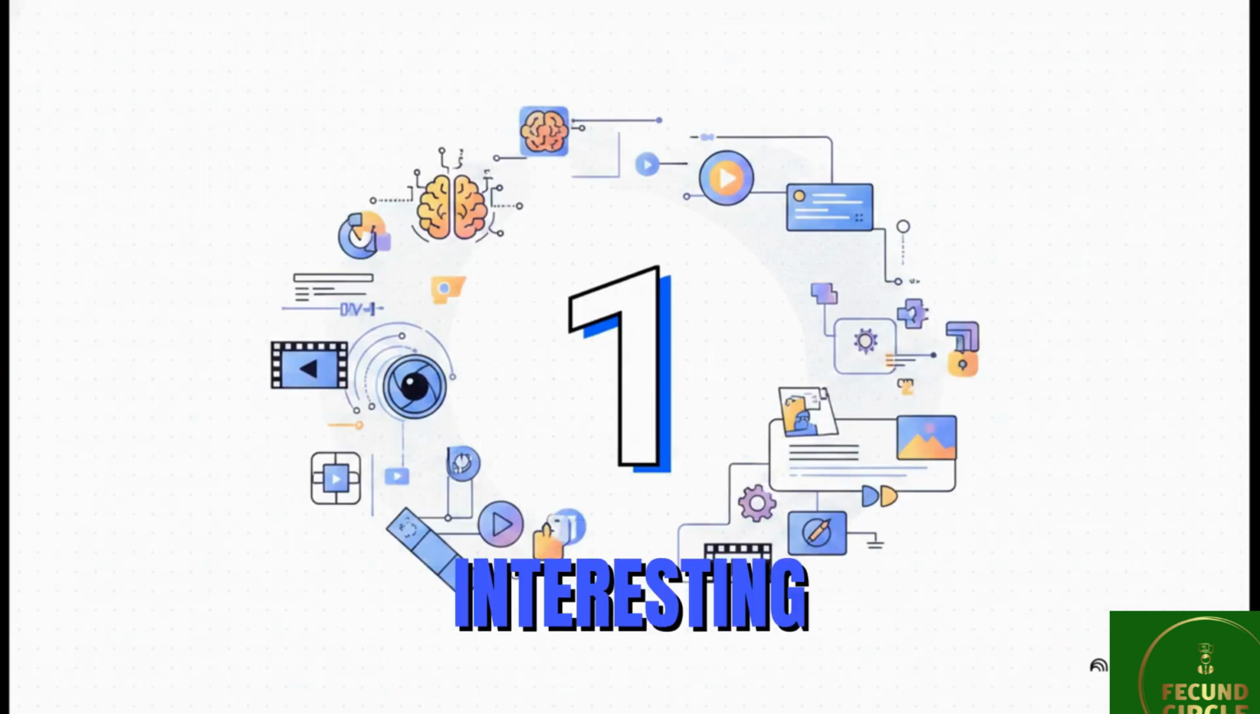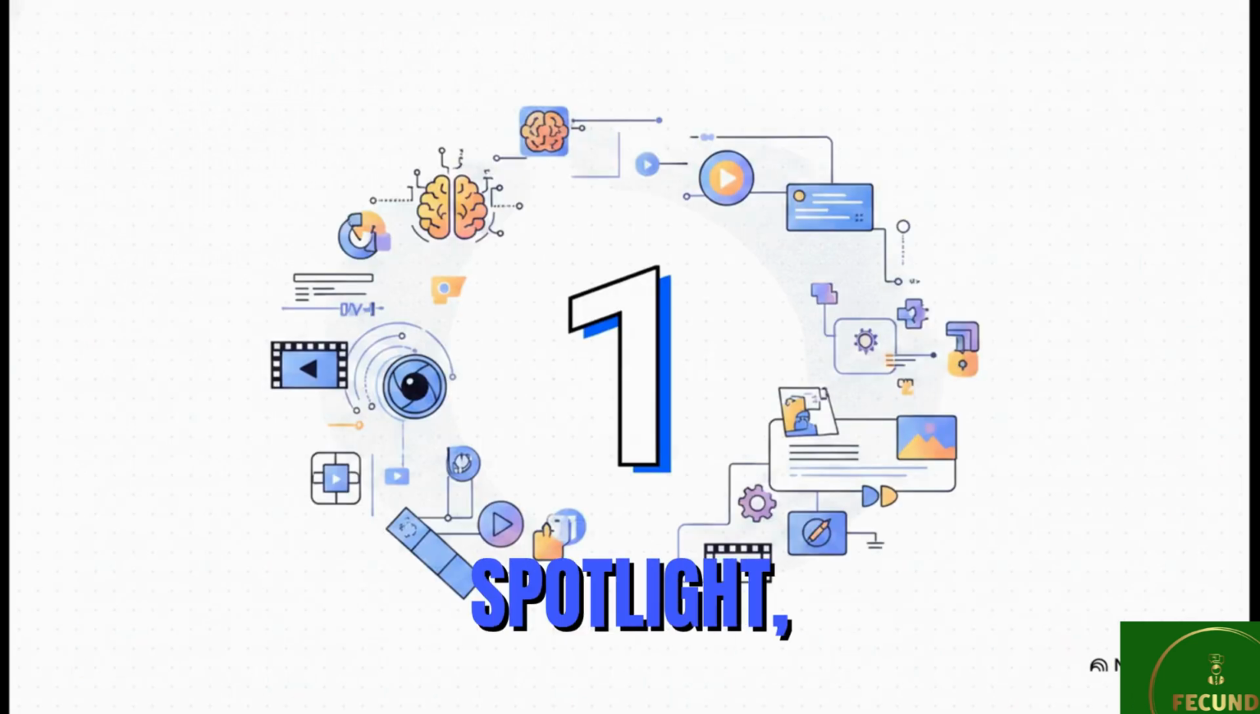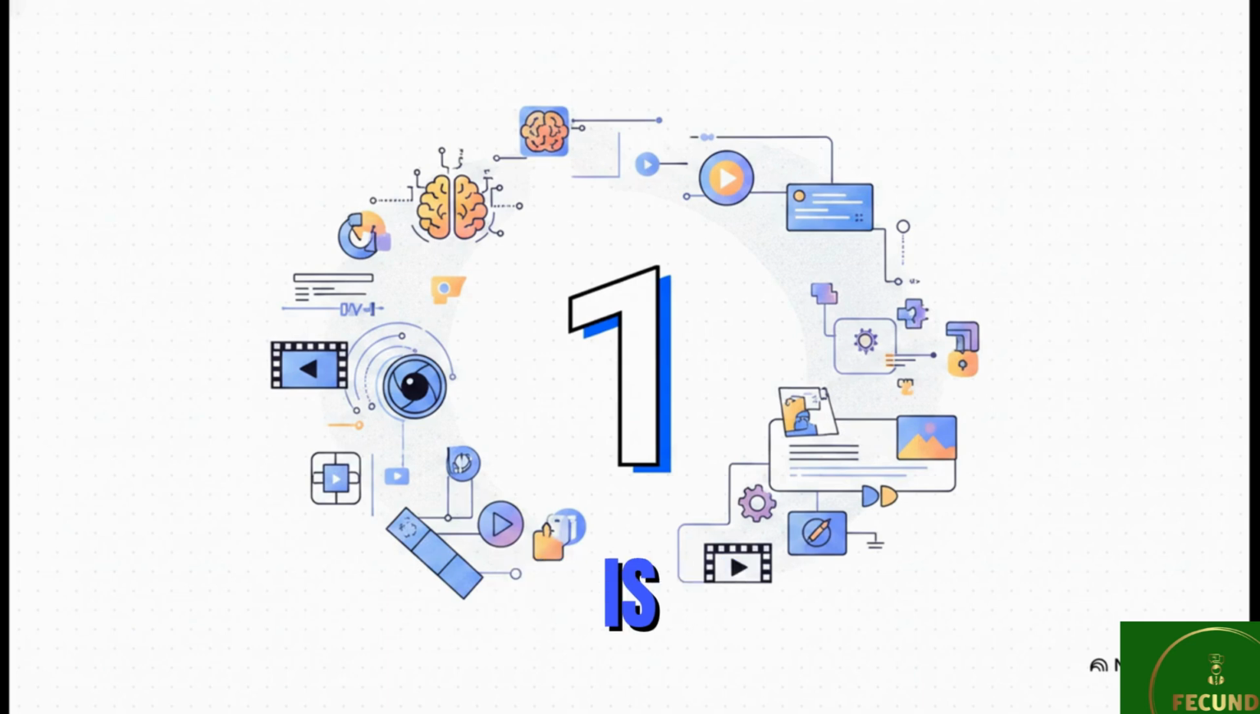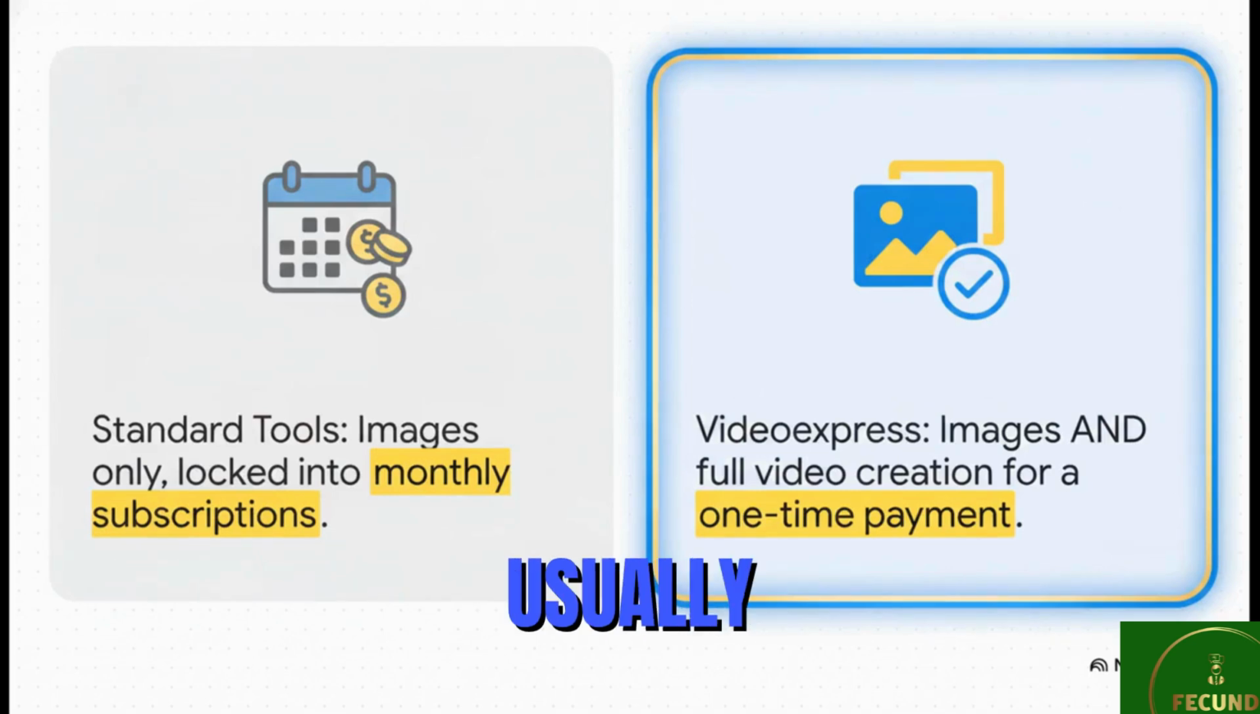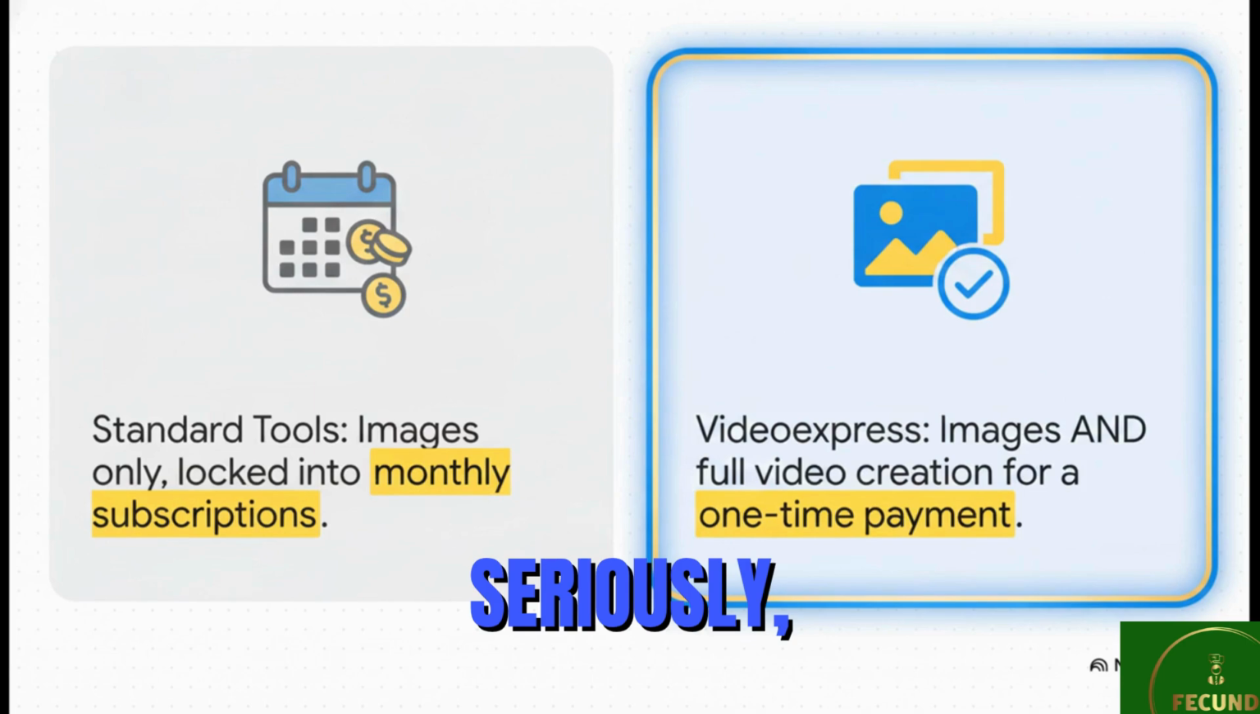Now, what's really interesting about this slide is our premium spotlight, VideoExpress. This is the ultimate all-in-one platform for serious creators who really want to consolidate their workflow. See, standard tools usually only handle images, locking you into these monthly recurring subscriptions that just drain your budget over time. VideoExpress, on the other hand, gives you AI image generation and full video creation in one single platform, all for a simple one-time payment. If you are producing content seriously, this is for sure your powerhouse.